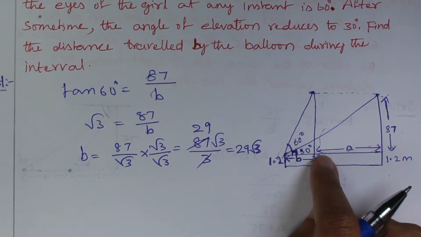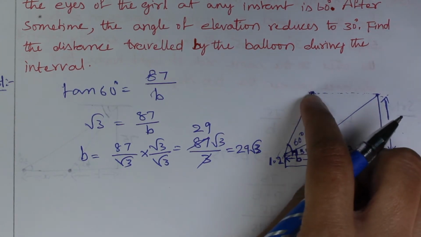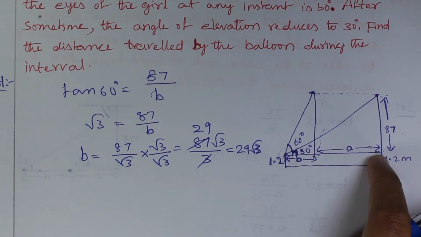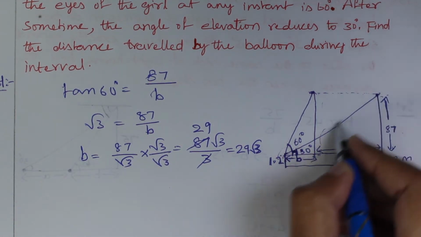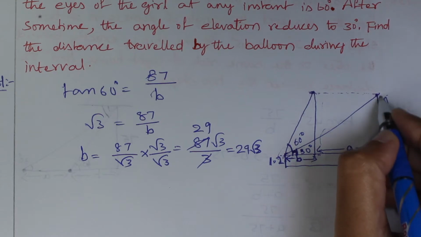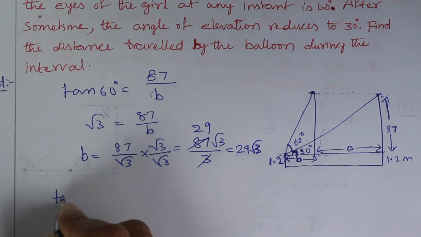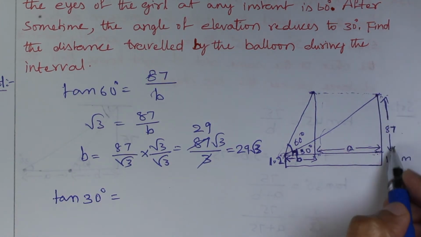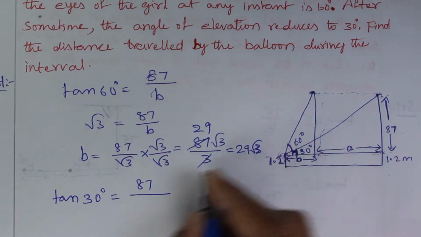Now I need to find out the value of A, that is the distance between the two balloons. That is the distance between the balloon from the initial position to the next position. So now let's take this triangle. That is the 30 degrees right angle triangle. Okay, now tan 30 degrees becomes opposite side is 87 divided by adjacent side, this one, A plus B.